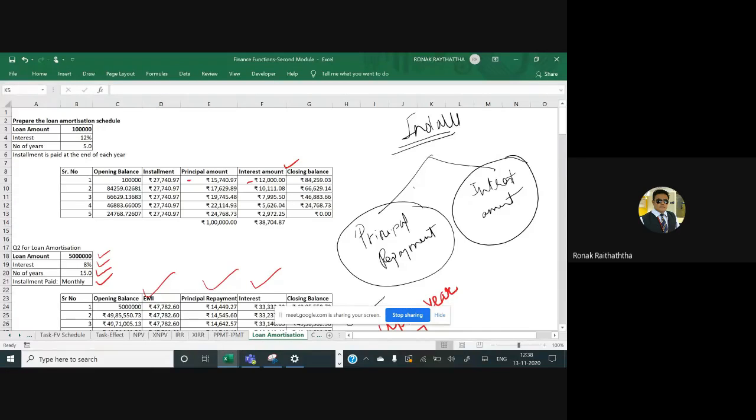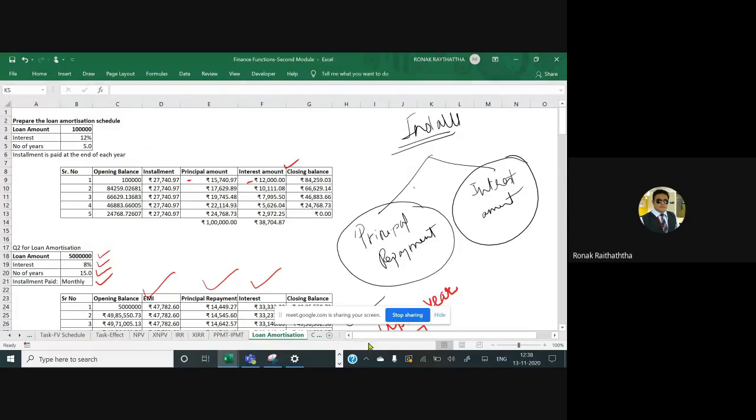You may take any sort of loan, whether a vehicle loan, personal loan, home loan, or any kind of loan. What you need is just the amount of loan you are taking, the rate of interest which is charged on that loan, and the number of periods for which you will be paying the loan. Once you have these three details, you will be able to prepare this loan amortization schedule easily. And there are 6 components of this schedule.